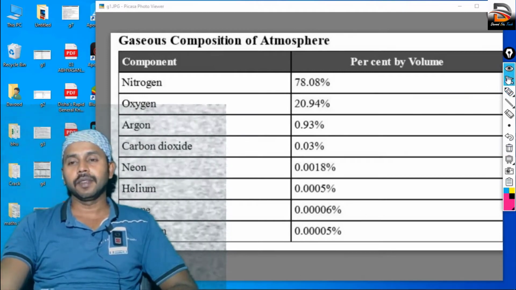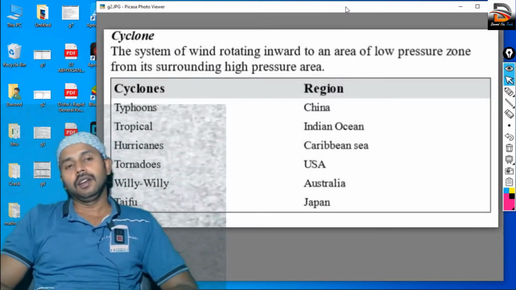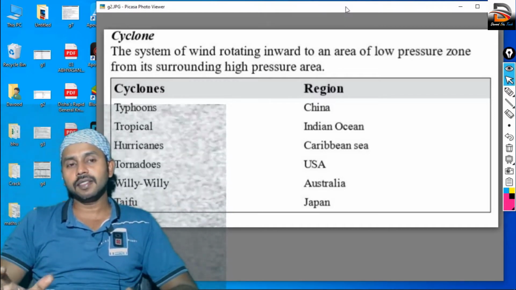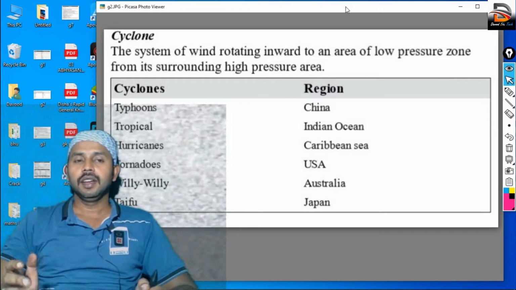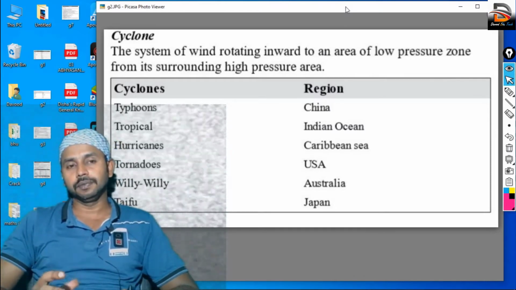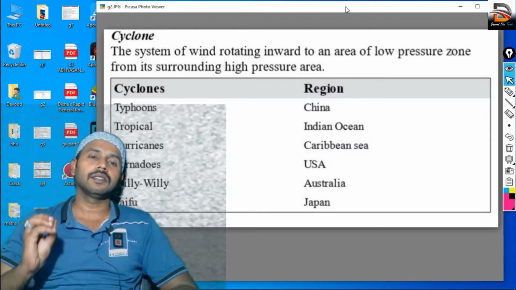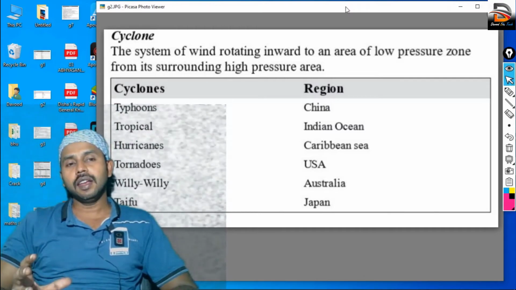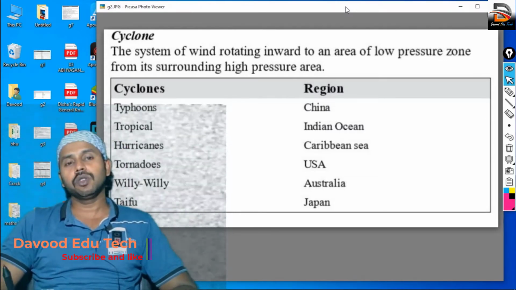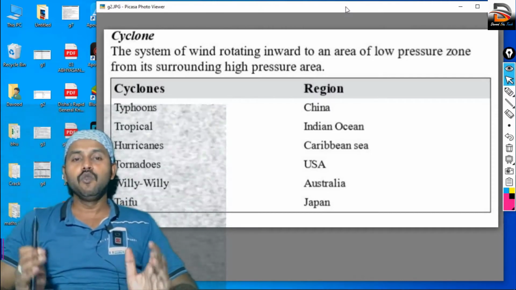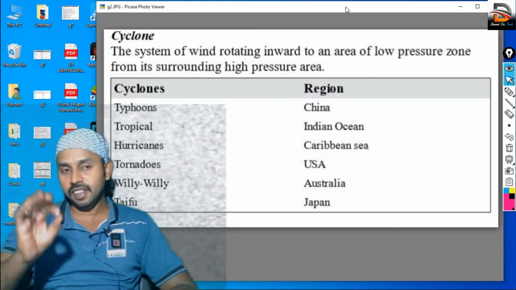Next topic we will see. What is the next topic here? Cyclone. What is a cyclone? When the atmosphere has more temperature in one place and another place has less temperature, that means in equatorial places the temperature is increased, while in the Arctic and Antarctic regions the temperature is very low. When temperature increases, the air becomes less dense and moves upwards and moves to lower pressure areas. That means the wind rotates inward to an area of low pressure zone from its surrounding high pressure area. This is called a cyclone.